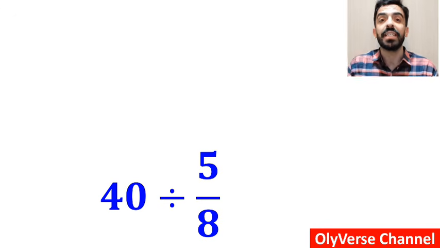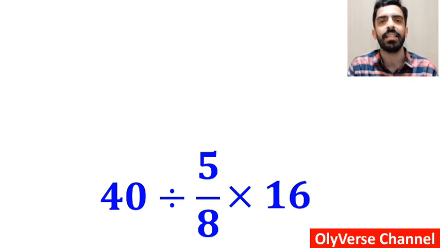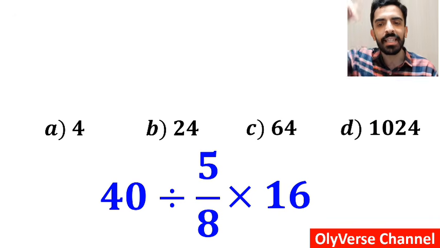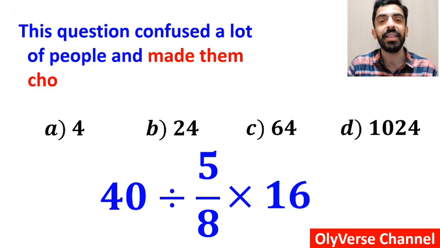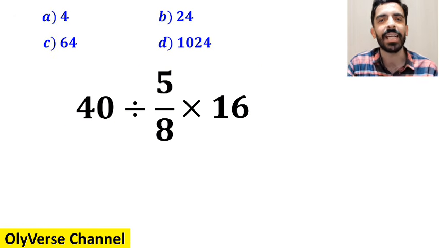What is the value of the expression 40 divided by 5 over 8 multiplied by 16? Which option do you think is the correct answer to this question? This expression confuses a lot of people and makes them choose the wrong option. Let's dive in and break it down step by step together.